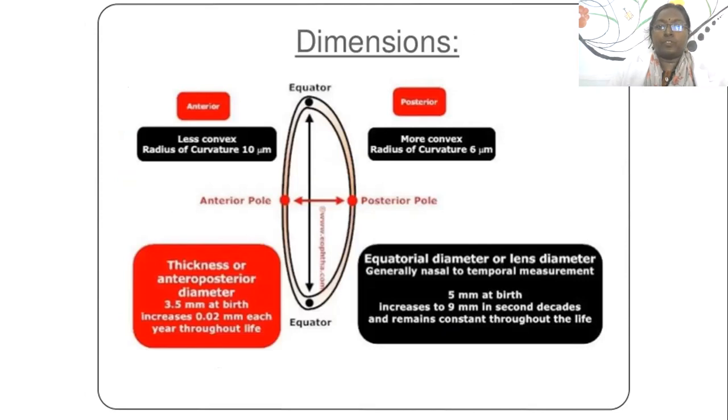So look into the dimensions of lens. Anteriorly it is less convex, and the radius of curvature is 10 microns. Posteriorly it is 6 microns. The anterior posterior diameter is 3.5 millimeter at birth, and it increases 0.02 millimeter each year throughout life. Equatorial diameter or the lens diameter is generally measured from nasal to temporal. It is 5 millimeter at birth and increases to 9 millimeter in the second decade and remains constant throughout life.